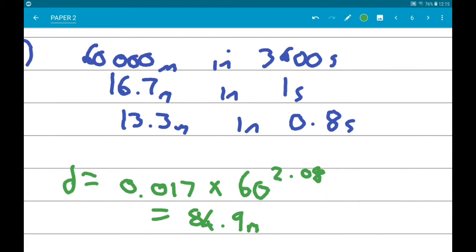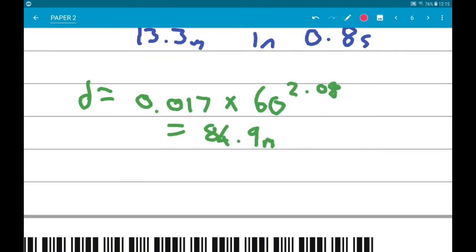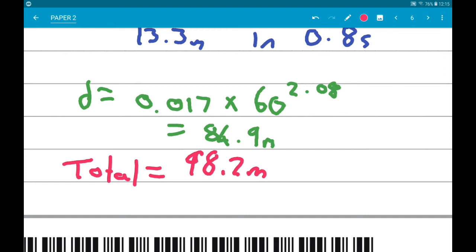Now his total is then 98.2 meters, which is less than 100 meters. Therefore, he does stop in time.